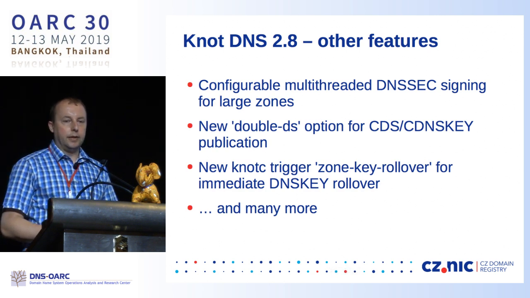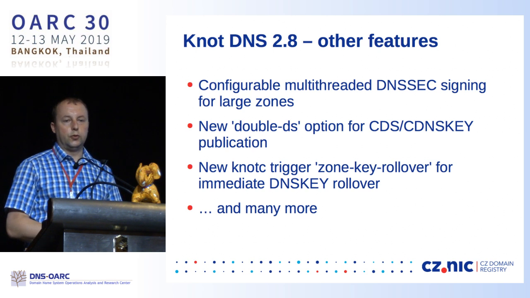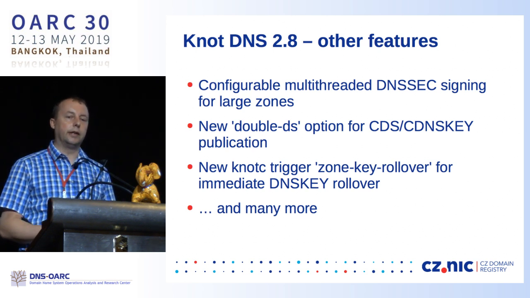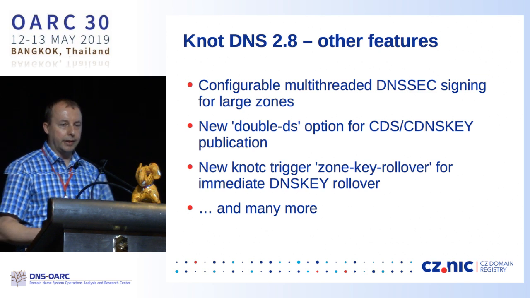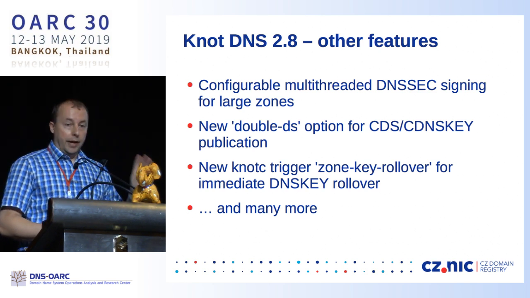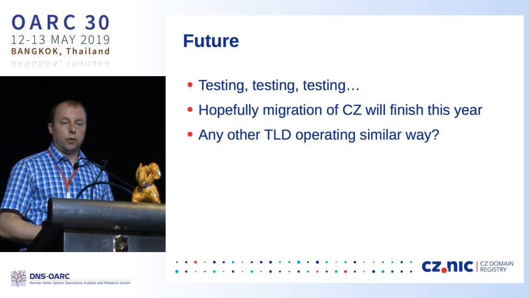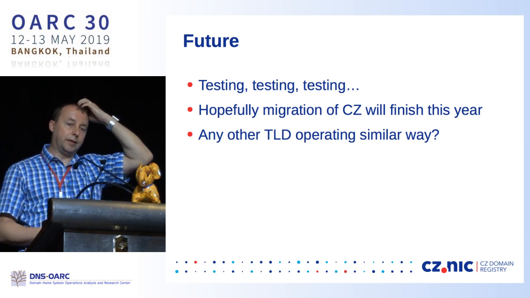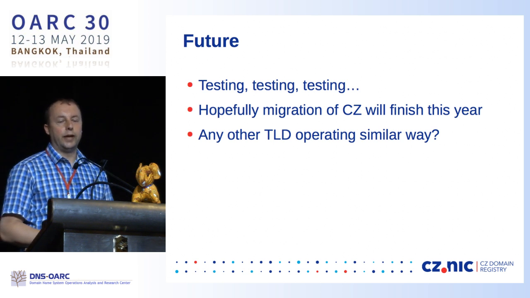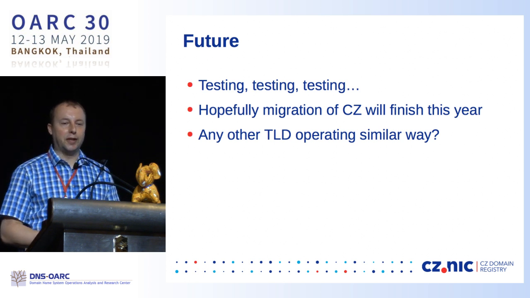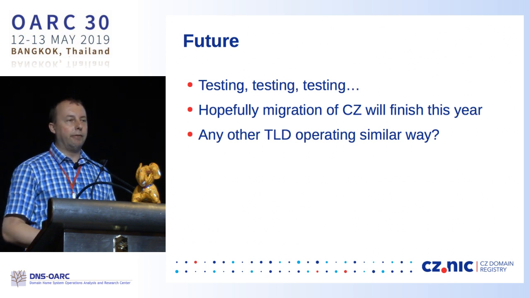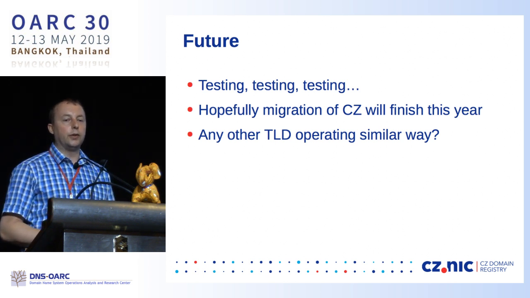Just one slide: the latest Knot DNS 2.8 has more features regarding DNSSEC, more improvements. Mainly there is a new multi-threaded DNSSEC signing, so it dramatically speeds up the signing. And many others. So what is the future? Definitely testing. We have some maybe expected resistance of our sysadmin team to accept new features immediately. So they are now testing that, and hopefully we will migrate to this new scenario at the end of this year.